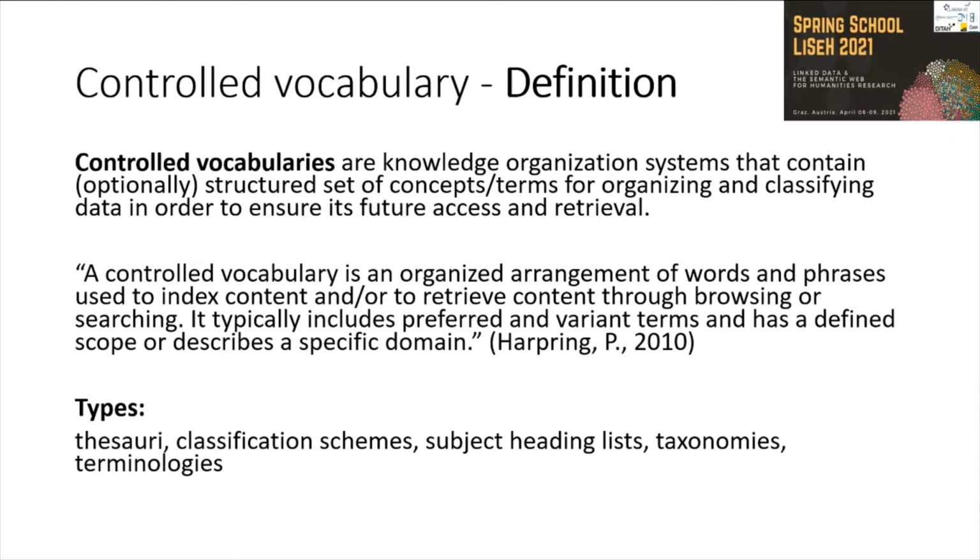Patricia Harpring gives the following definition, saying that a control vocabulary is an organized arrangement of words and phrases used to index content and/or to retrieve content through browsing or searching. It typically includes preferred and variant terms and has a defined scope or describes a specific domain. There are many different types of control vocabularies. The most common are thesauri, classification schemas, subject heading lists, taxonomies, terminologies. Depending on the research goals and data requirements, one or another type is used.